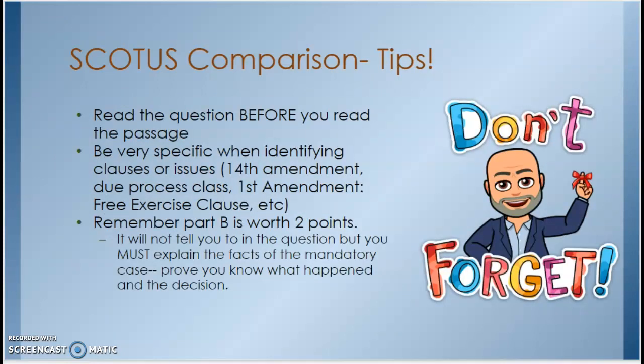Tips. First, read the question before you read the passage. Second, be very specific when identifying clauses or issues. Get as specific as you can. 14th Amendment, maybe say due process clause. First Amendment, don't just stop there. Say free exercise clause. Remember, Part B is worth 2 points. In Part B, even though it doesn't say it, you have to show adequate knowledge of the facts of the required case before you do the compare and contrast or whatever they ask you to do.